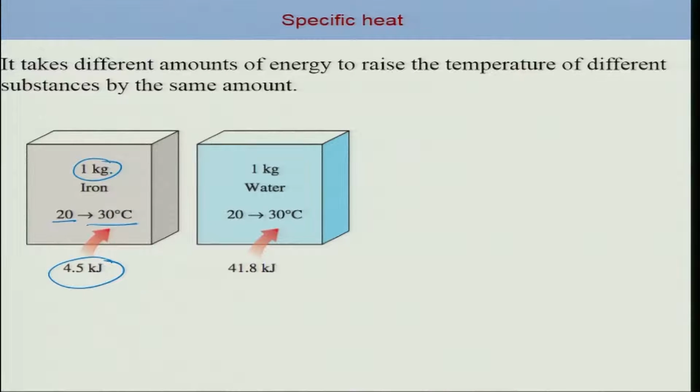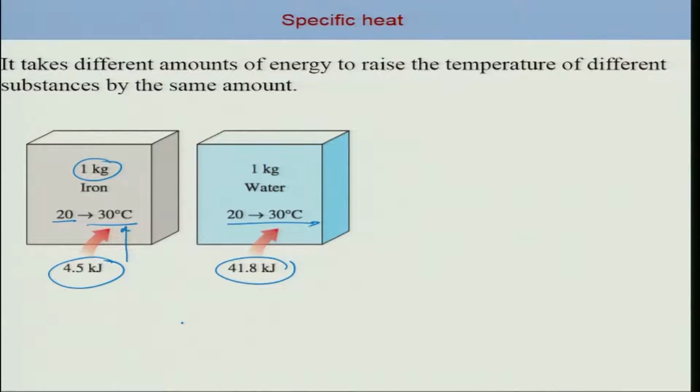Okay, for 1 kg of iron, the same mass, that is 1 kg, if we consider water, the amount of energy to change from 20 degrees to 30 degrees Celsius is 41.8 kilojoules, which is quite high compared to iron, which requires only 4.5 kilojoules to raise 10 degrees Celsius for the same amount of mass. So you have the same mass and the same change in temperature, but it requires different energy.